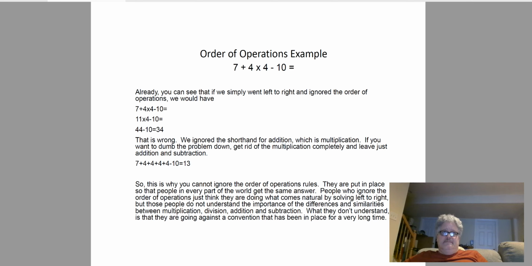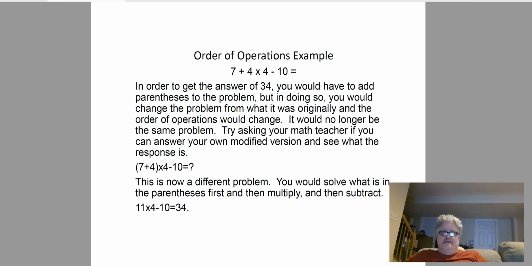So, people who ignore order of operations, they just think they're doing what comes natural by solving left to right, but they're ignoring the precedence that comes through the convention of order of operations.